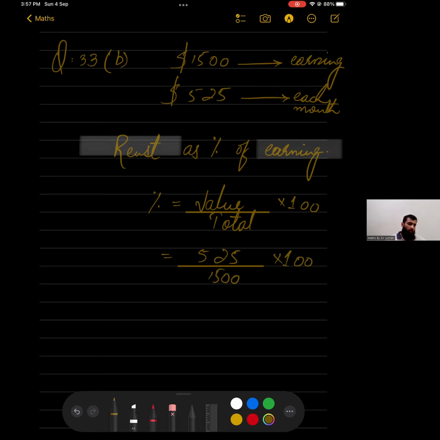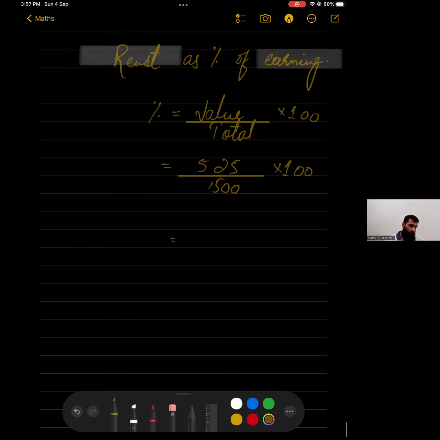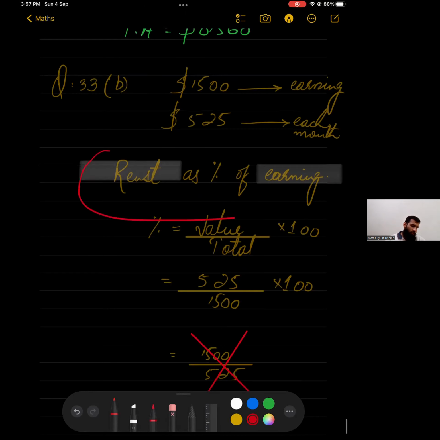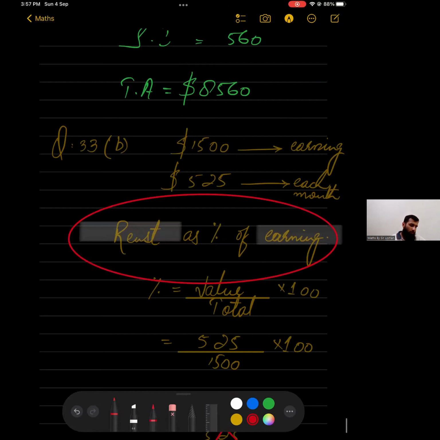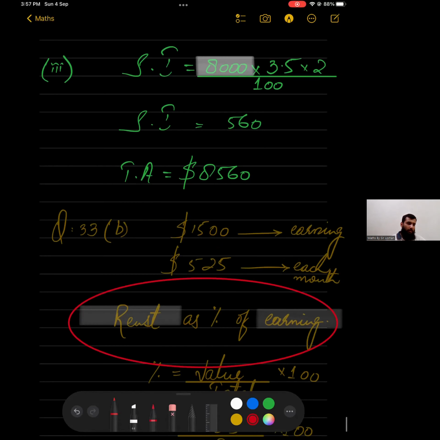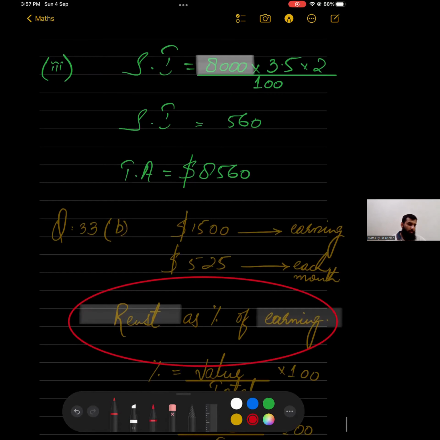A few of the students did a mistake और उन्होंने 1500 को ऊपर रखकर 525 से डिवाइड कर दिया. This is a very silly mistake. आप कभी भी ऐसा नहीं करोगे. पहले क्वेश्चन पढ़ें. Read the question. परसेंटेज ऑफ के बाद जो वैल्यू लिखी जाती है, that is the total. Now I hope this is perfectly clear. अब हम आ जाते हैं क्वेश्चन नंबर 31 की तरफ.